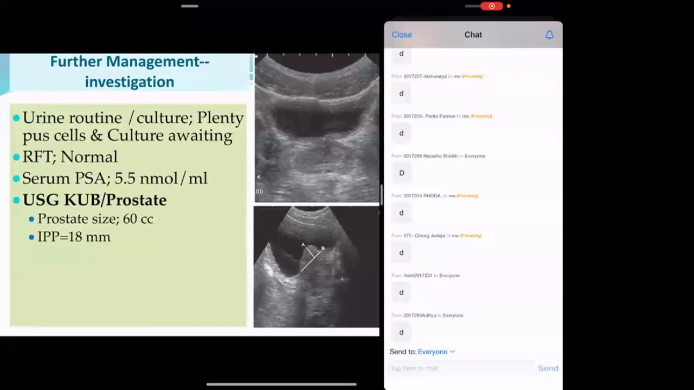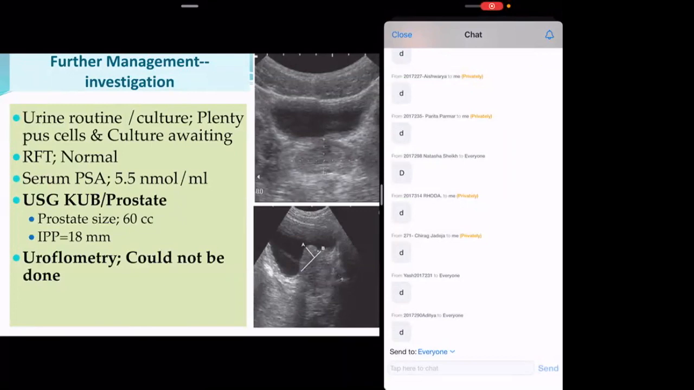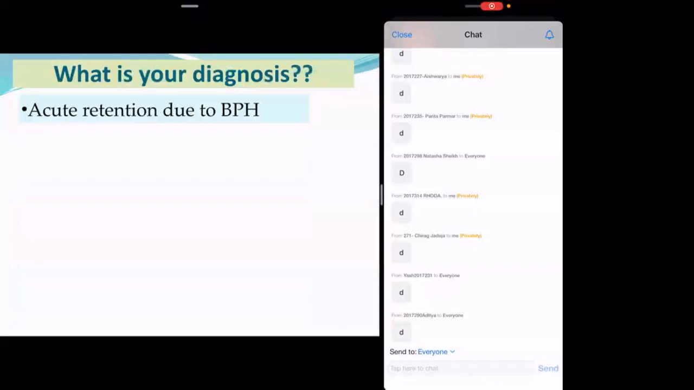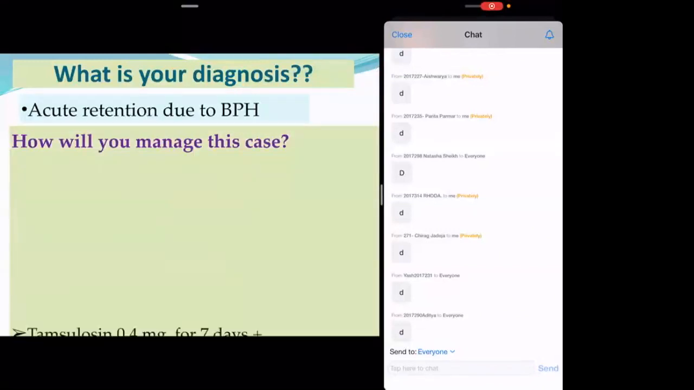See, the prostate size is 60 cc, IPP is also fine. Uroflowmetry could not be done because we have put a catheter. So after putting a catheter, we can't do uroflowmetry. My diagnosis is acute retention of urine due to BPH. Okay, how will you manage this case?